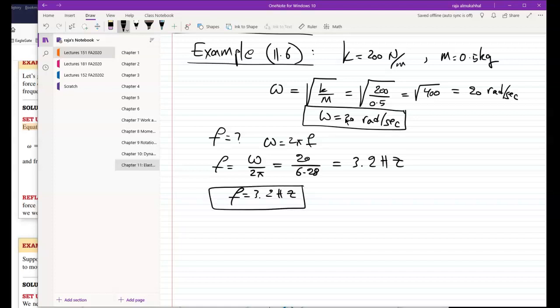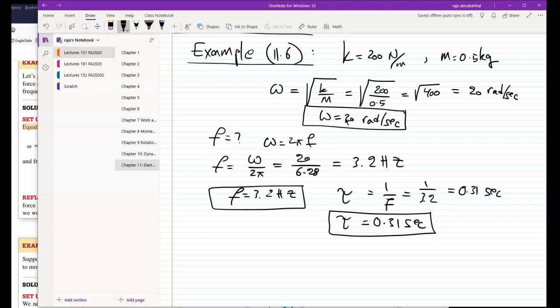And then he wants the period, tau, 1 over f, correct? Just take the reciprocal. So that's 1 over 3.2, and when we do that, I will get 0.31 second. Remember, the period is just time. So tau is equal to 0.31 second. It's really simple stuff, I hope.